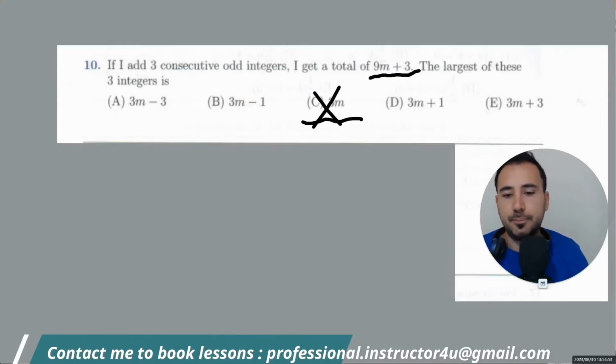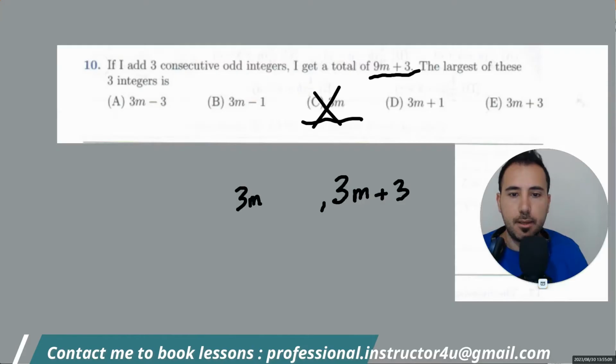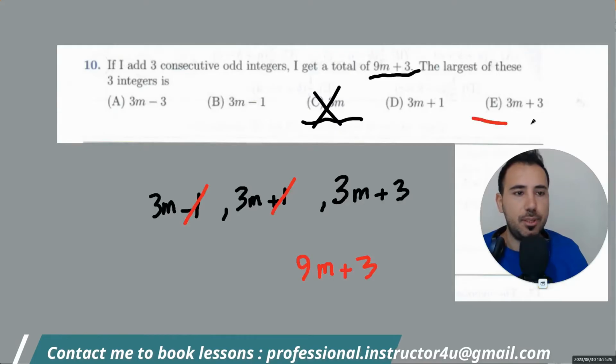So which one is it? I think it's kind of obvious. If 3m plus 3, the last one, is the largest, as the question says, then the one here would be 3m plus 1, and then we go back 2, it's going to be 3m minus 1. And when we add all of these, you'll see that these two will cancel. So we're going to end up with 9m plus 3. So there you go.